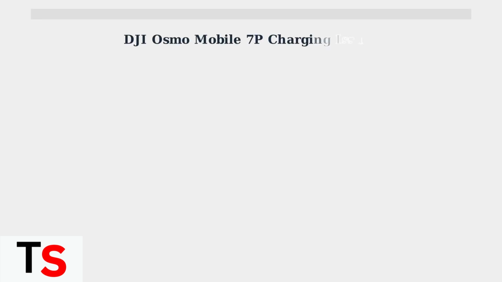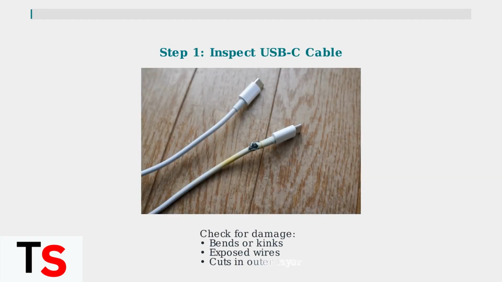Having trouble charging your DJI Osmo Mobile 7P? Let's systematically troubleshoot the most common charging issues with proven solutions. First, inspect your USB-C cable for any visible damage. Look for bends, cuts, kinks, or exposed wires that could prevent proper charging.